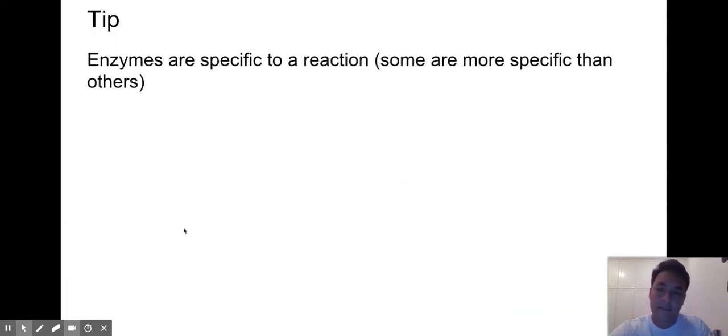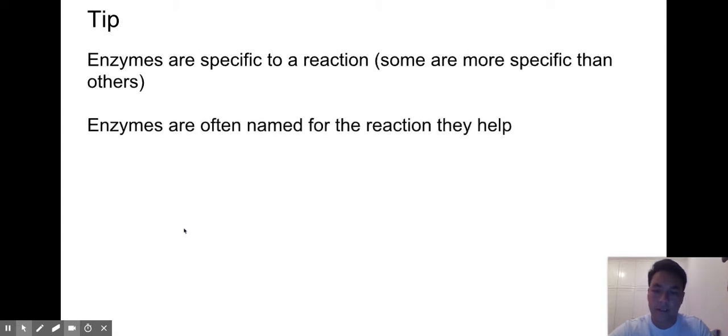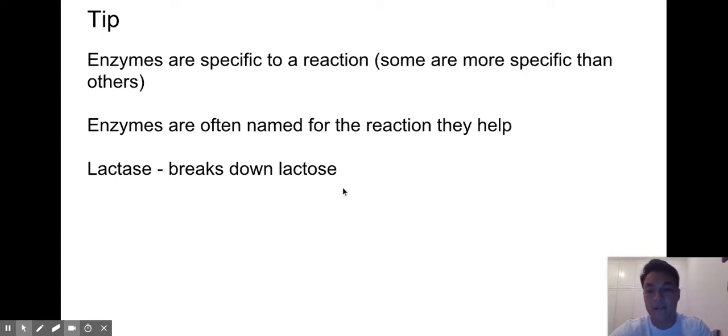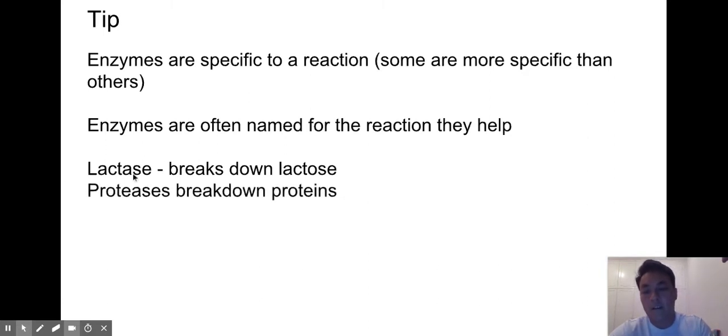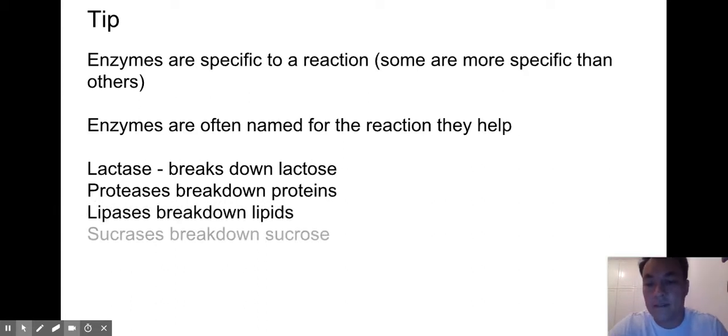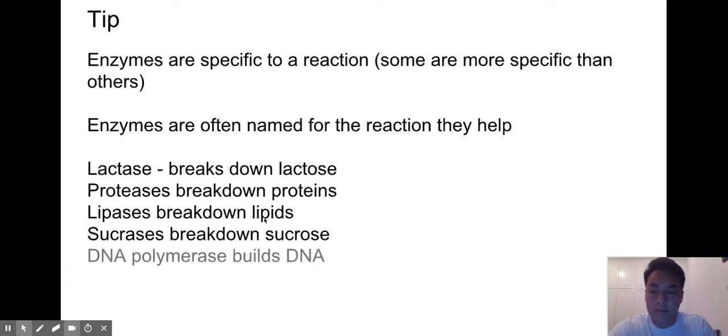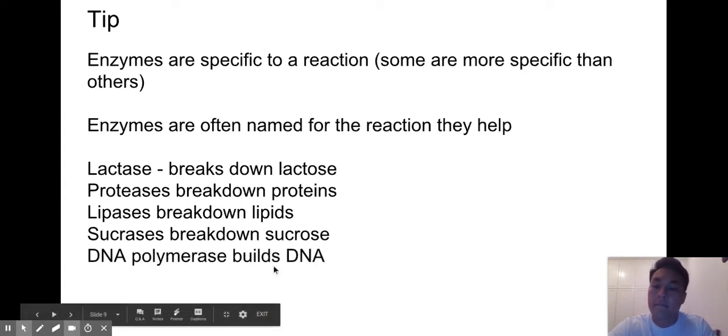Couple of tips for you. Enzymes are specific. We just went over that. They're often named for the reaction they help. Lactase, we've learned about that, helps to break down lactose. Proteases help to break down proteins. Lipases help to break down lipids. Sucrases help to break down sucrose. And DNA polymerase helps to build DNA.